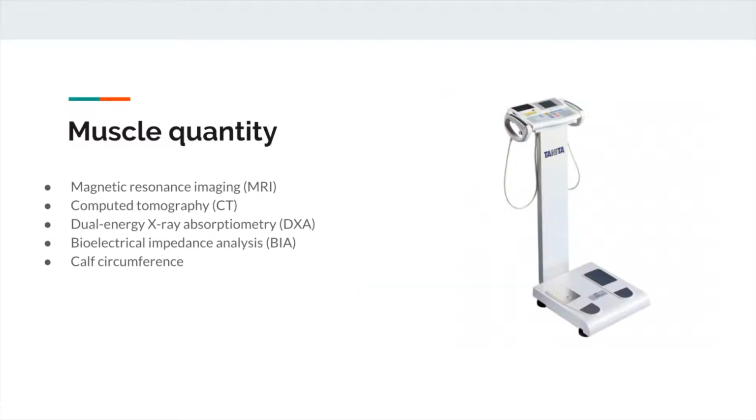Muscle quantity. Muscle quantity can be reported either as a total body skeletal mass, as appendicular skeletal muscle mass, or as a muscle cross-sectional area of specific muscle group or body locations. Magnetic resonance imaging, or MRI, and computed tomography, or CT, are considered to be gold standards for non-invasive assessment of muscle quantity or mass. However, these tools are not commonly used in clinical practice due to expensive equipment, lack of portability, and the requirement for only highly trained people to use it.